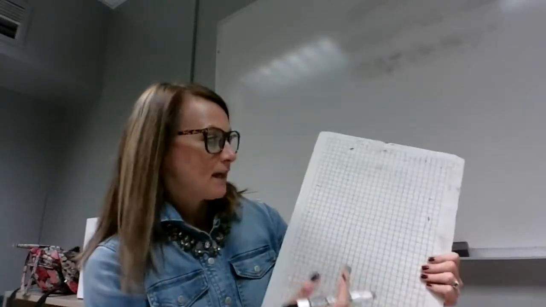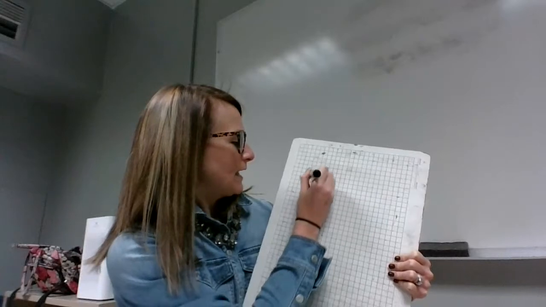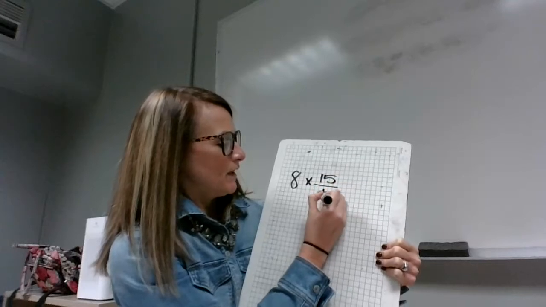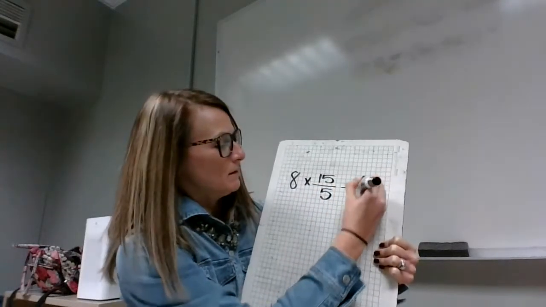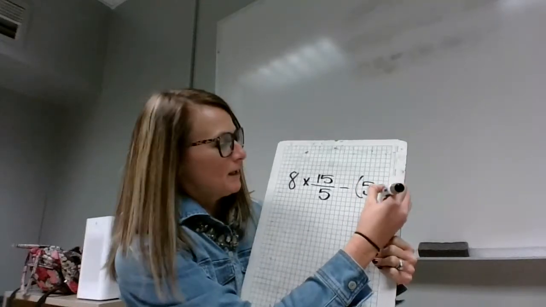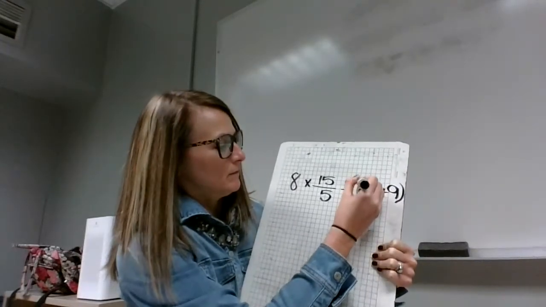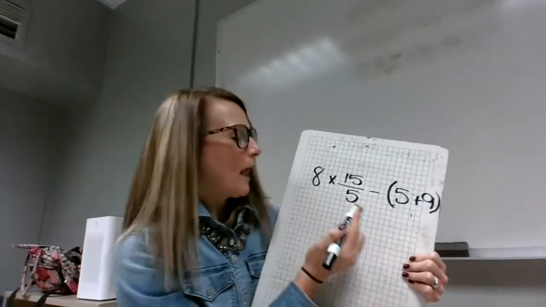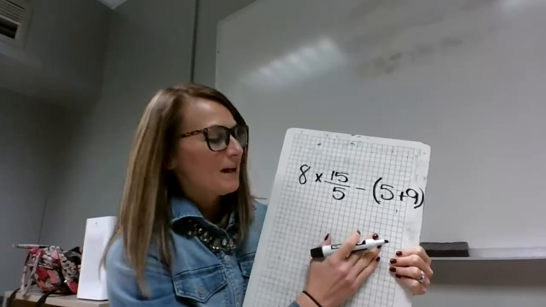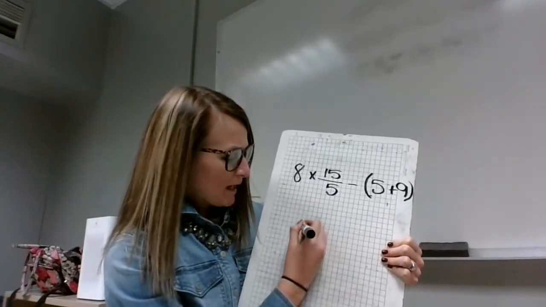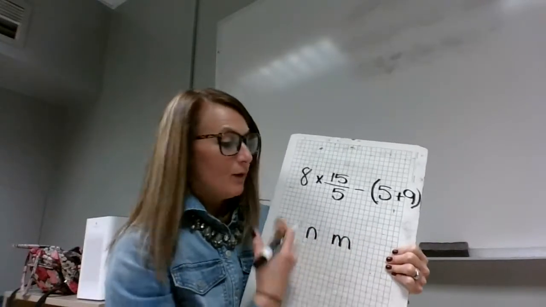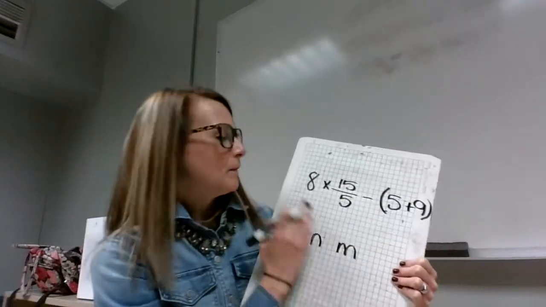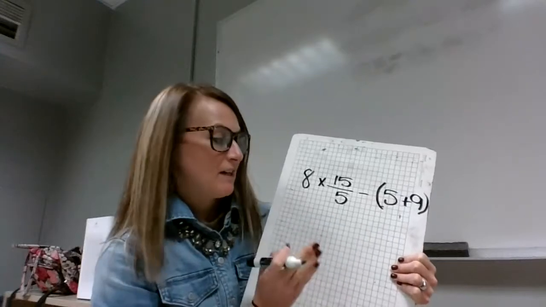So here I'm going to write down an expression. We have 8 times, we have 15 fifths minus 5 plus 9. All right, now this entire thing is an expression. And here, this one does not have a variable in it. A variable, remember, is when we may use maybe n, m, or any other letter for that matter to kind of take the place of a number. In this particular expression, we don't have any variables.